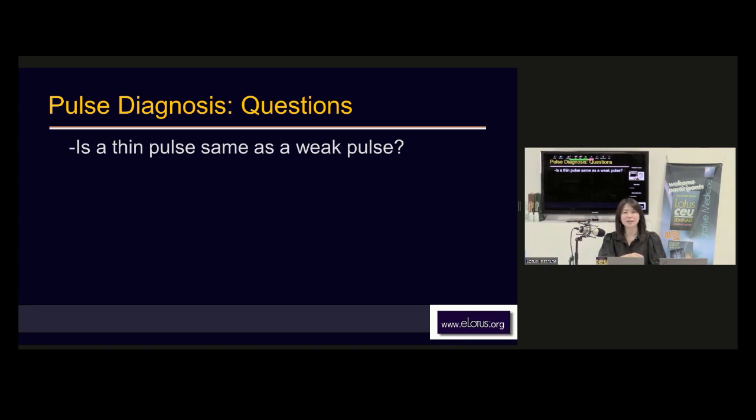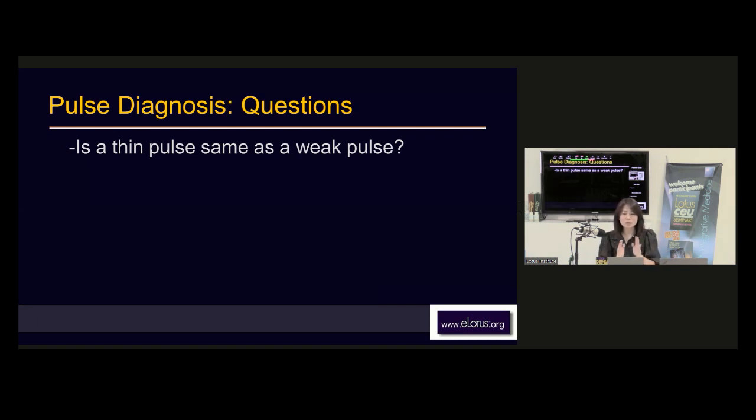Now let's go back to that pulse 1, 2, 3. What is number one? Figure out what shape it is. Number two, what jump it is. So if you're looking at a thin pulse, is that a jump or is that a shape? Please type in the chat room for me. Is thin pulse a shape or a jump? Shape, right? Is weak pulse a shape or a jump? Jump. Great. Perfect. So let me ask you that question again. Is a thin pulse the same as a weak pulse? No, right? One is describing the shape of the pulse, the other one, the jump of the pulse.